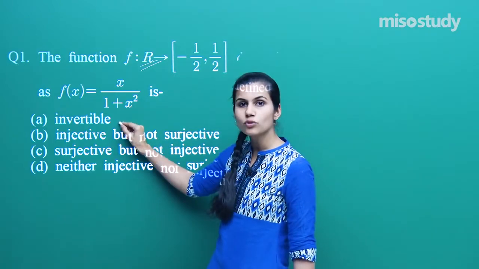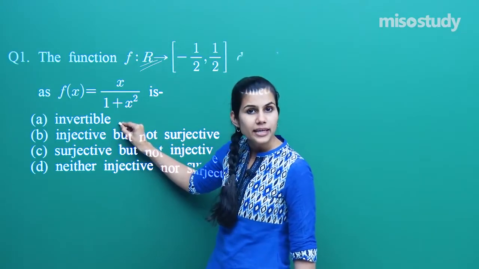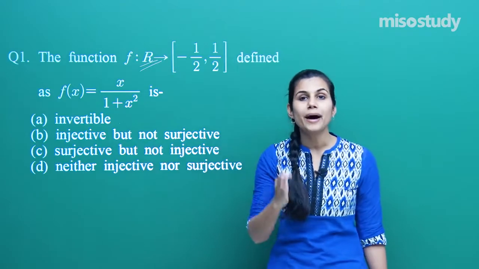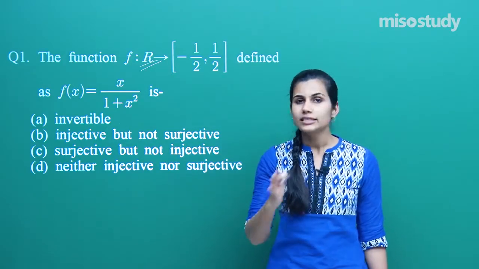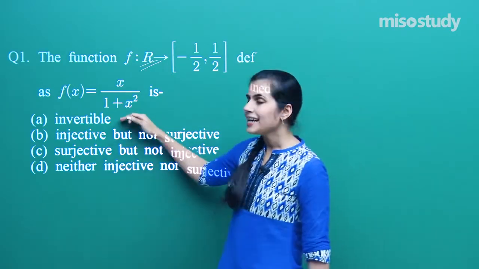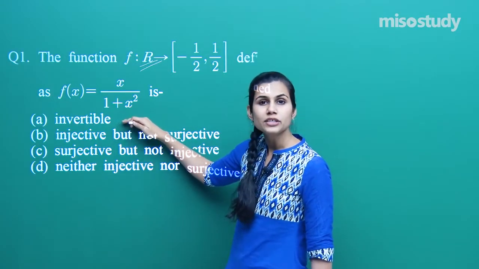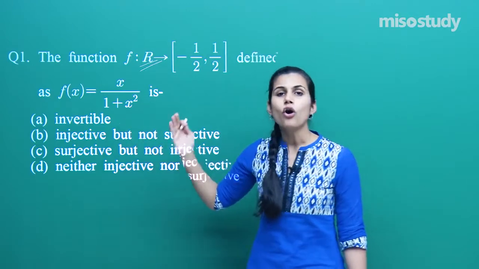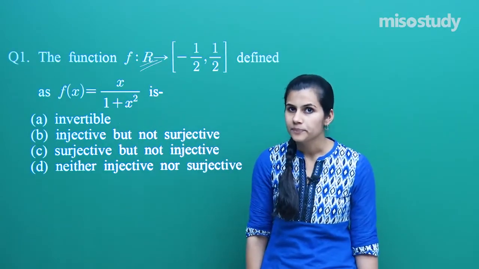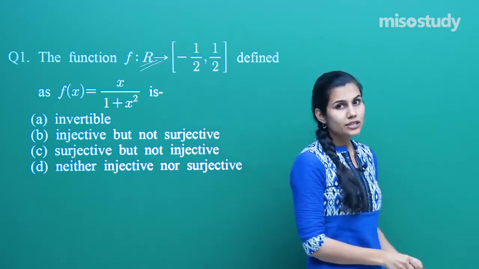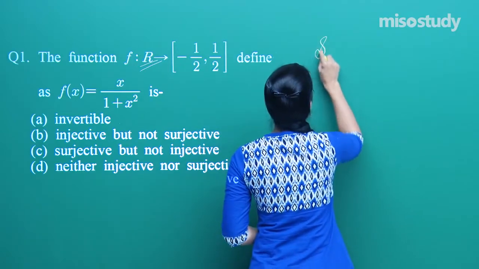By invertible, what do I mean? By invertible, I mean that the function should be bijective, both injective and surjective. So in place of invertible, the question could have asked you bijective, or it could have written injective and surjective. All three cases would mean the same thing. Let's see what the function is trying to convey.